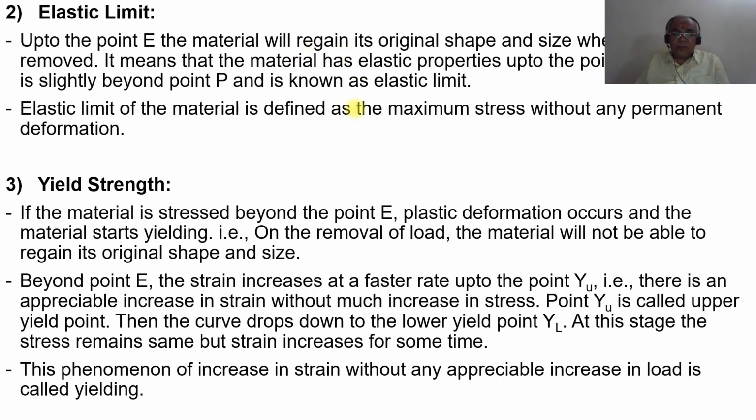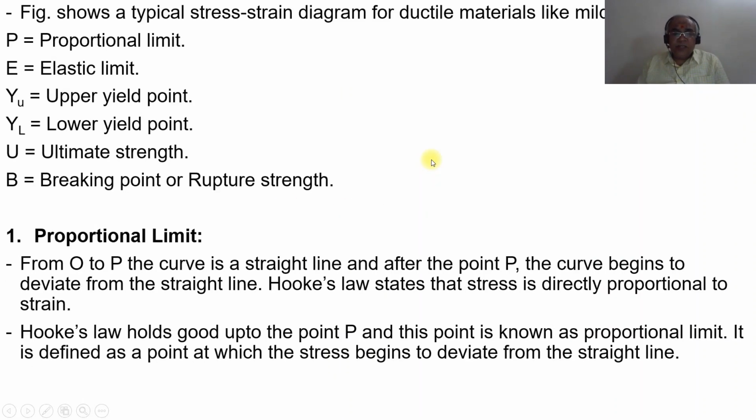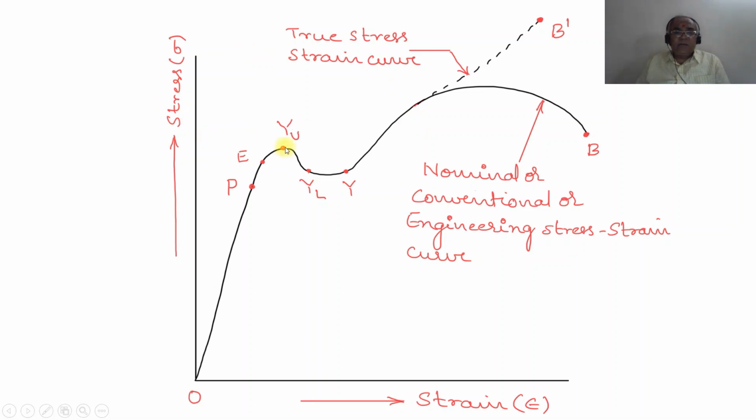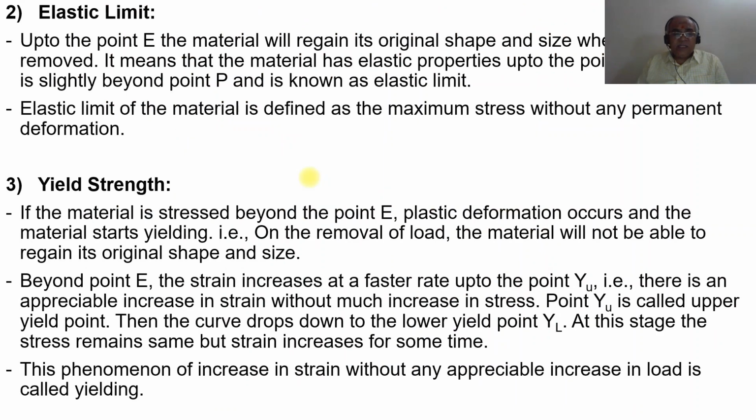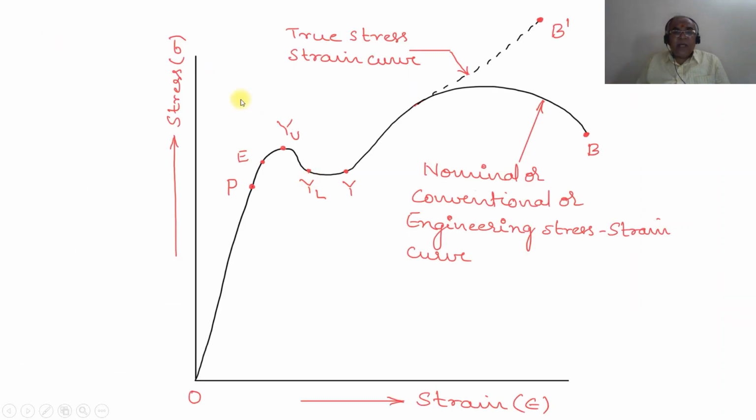Then the curve drops to the lower yield point YL. At this stage, the stress remains the same, but the strain increases for some time. So if you consider here YL and YU, there is no change in the stress, but only an appreciable increase in strain.